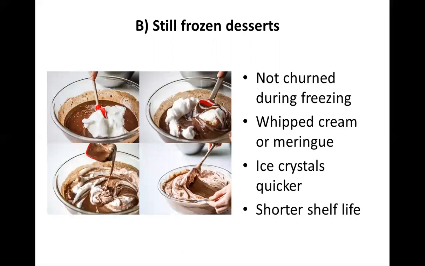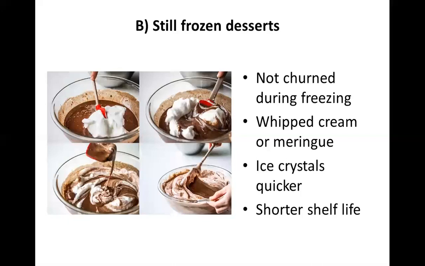Whipped cream or meringue is folded in to keep the mixture smooth, with a light, airy consistency, and prevent it from becoming hard. Like the churn frozen desserts, the still frozen desserts are also light. So what makes it light is the cream and the meringue, because they hold air, and when you mix that into the mixture, it makes the entire mixture very light.